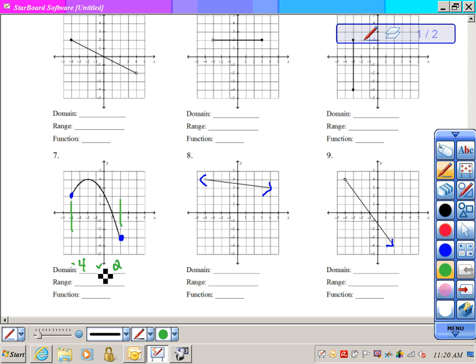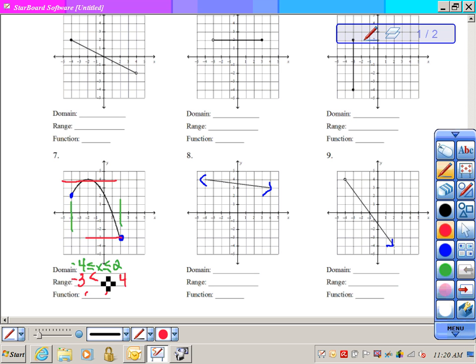My x's are in between. Since this is filled in, it can be equal to, and since the 2 is filled in, it could also be equal to there. For my range, that's my y values. It goes all the way up to 4 and down to negative 3. So my lowest it can be is negative 3. Remember, we always write this least to greatest, so negative 3. The highest I go is 4. And my y's are in between.